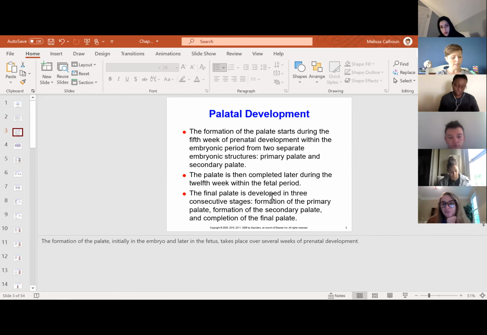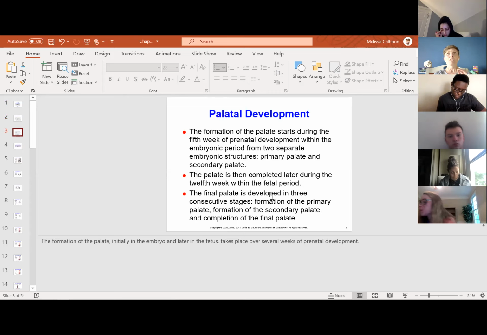So going straight into palatal development, the formation of the palate starts during the 5th week of prenatal development and within the embryonic period from 2 separate embryonic structures, one being the primary palate and the second being the secondary palate. The palate is then completed later during the 12th week.